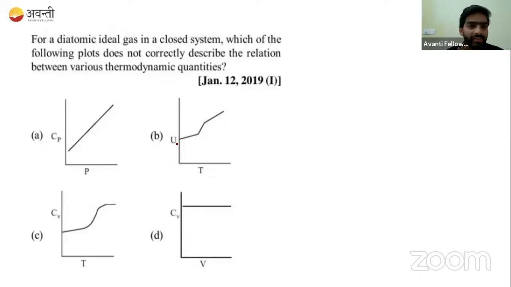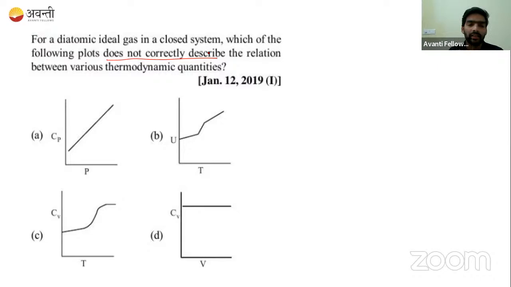So what is it telling? For a diatomic ideal gas in a closed system, okay, it is telling about the closed system. Which of the following plots, that means graph, does not correctly, here focus, does not correctly describe. It is not asking which are correct. It is asking which are not correct. Describe the relation between various thermodynamic quantities.